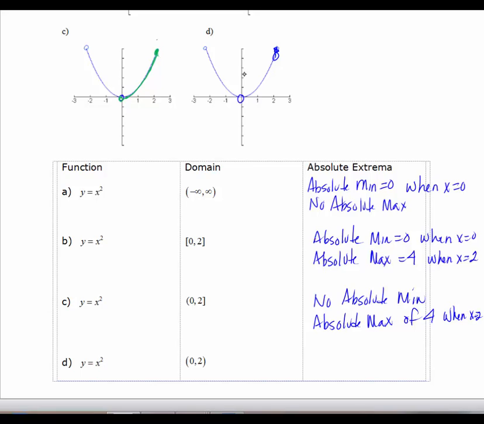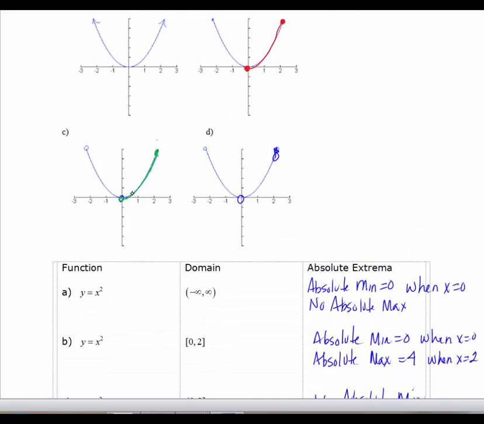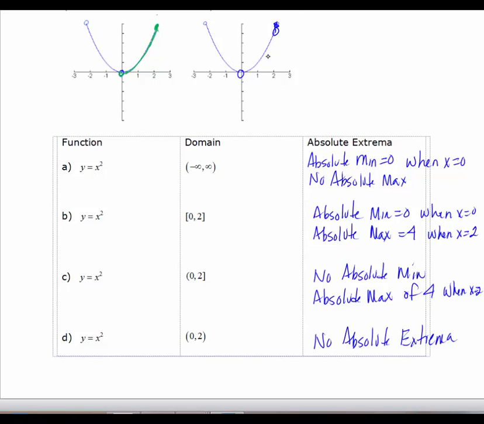So in this case, there's no absolute min and no absolute max on this open interval. When we look at this, on the open interval from negative infinity to infinity, we had an absolute min but no absolute max. On the closed interval that was closed on both ends, we had an absolute min and an absolute max. On the half closed, we had an absolute max but no absolute min. And then on another open-ended, we had no absolute max and no absolute min.